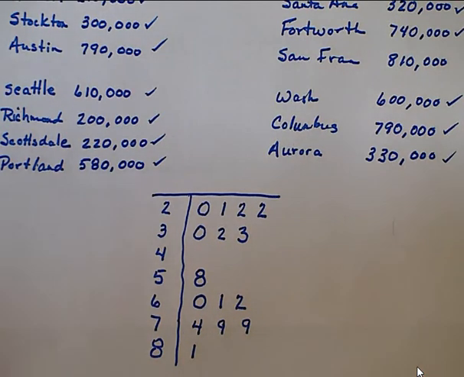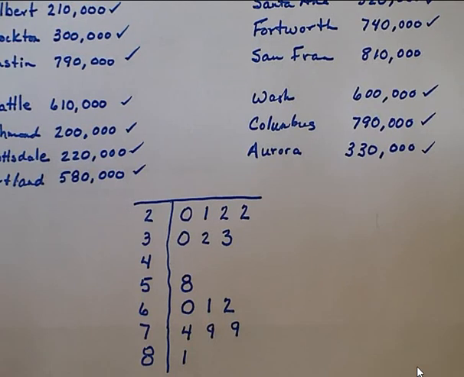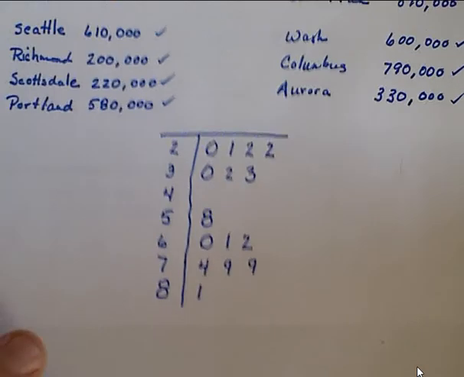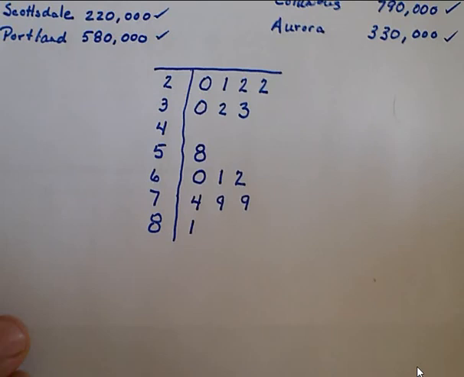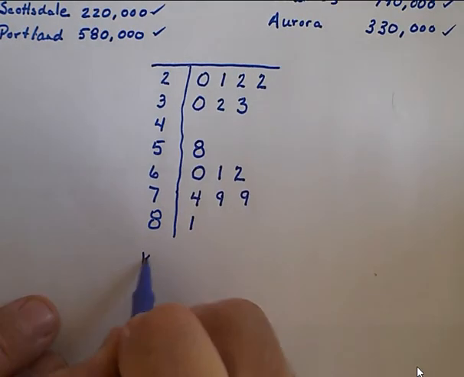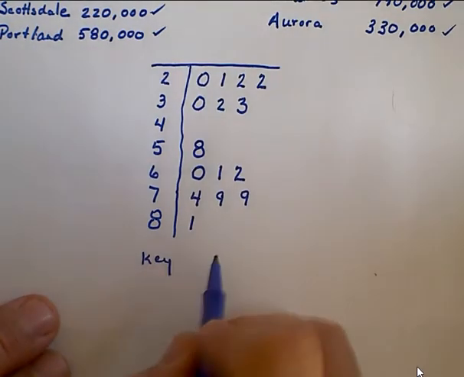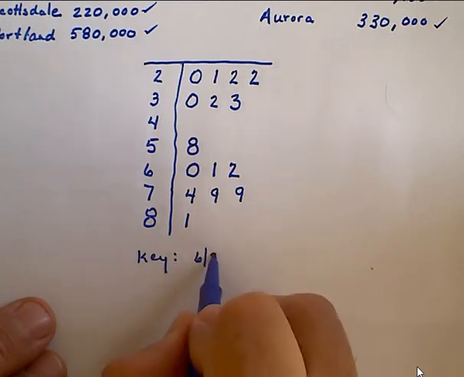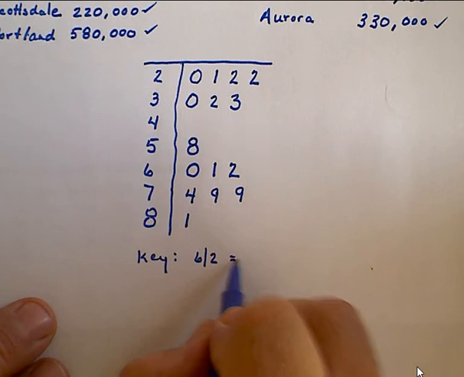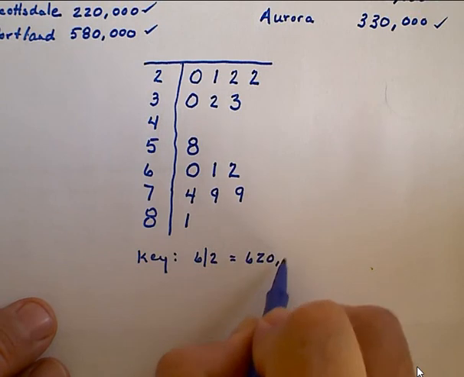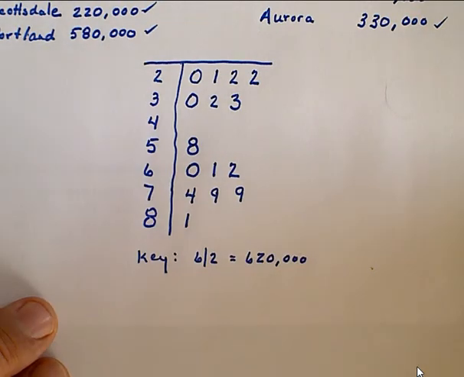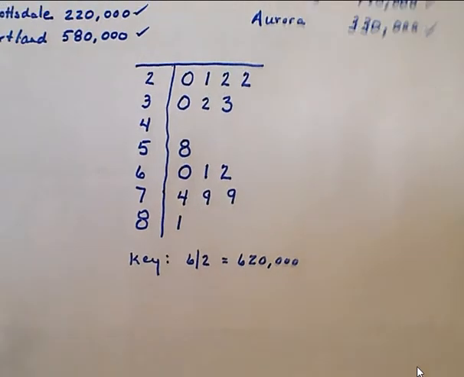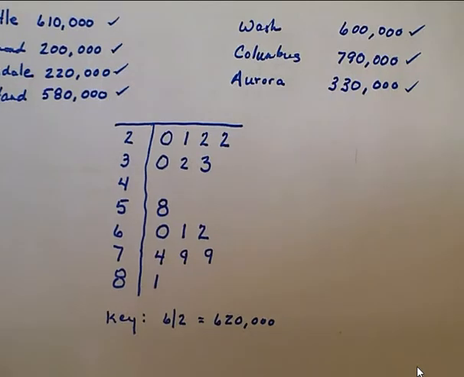So number 3 will look very similar to that one. Now, if you want to, you can put down your code, so your key down here, for example, like the first one we did. Okay, line 2, we know equals 620,000.